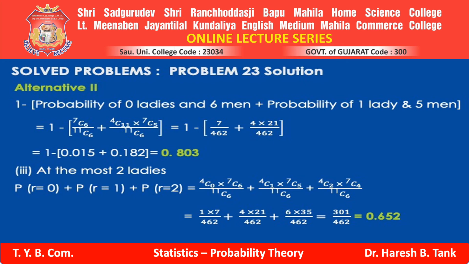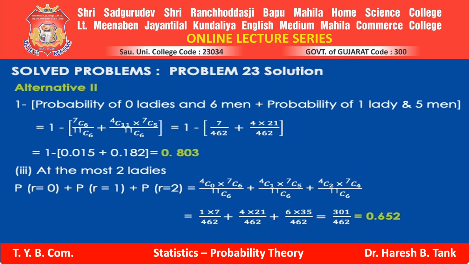The second alternate can be thought of as 1 minus the probability of 0 ladies and 6 men plus the probability of 1 lady and 5 men. There it was at least. So now think of 1 minus probability of at most. At most means lower than 2. Lower than 2 means 1 lady and 0 lady become the options. Okay. So it can be 1 minus 7C6 divided by 11C6 plus 4C1 multiplied by 7C5 divided by 11C6.